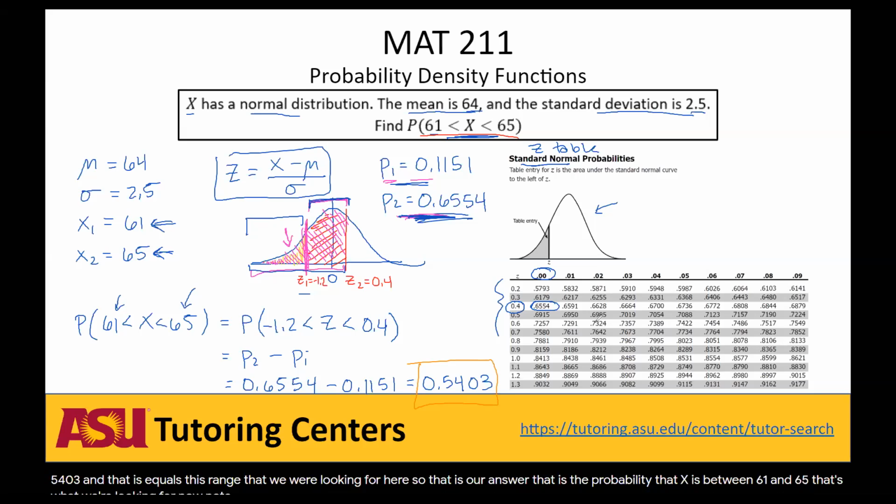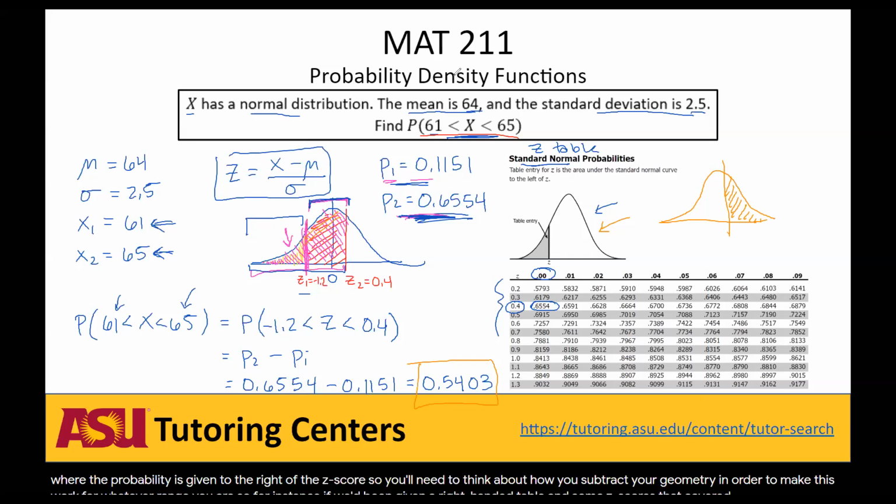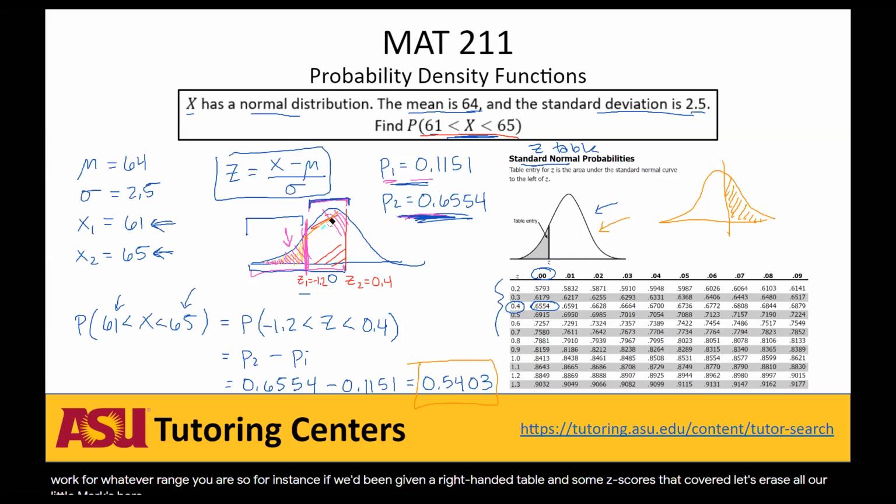Now it's important to note that we were using a standard left table here. Sometimes you'll also get tables where the probability is given to the right of the Z-score. So you'll need to think about how you subtract your geometry in order to make this work for whatever range you are. So for instance, if we'd been given a right-handed table and some Z-scores that covered, let's erase all our little marks here, make this easier to see.